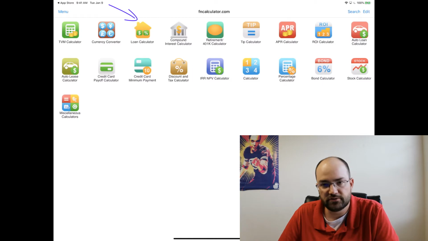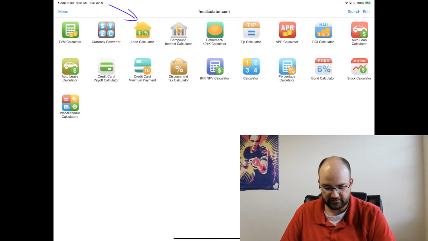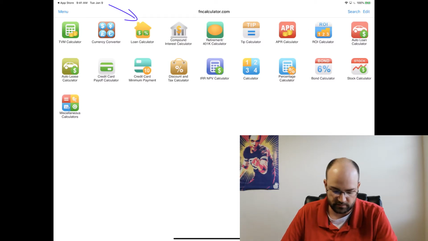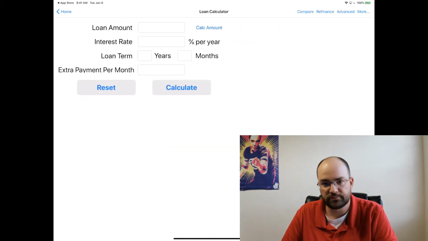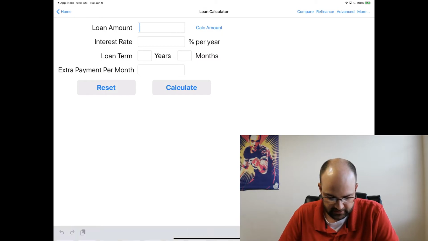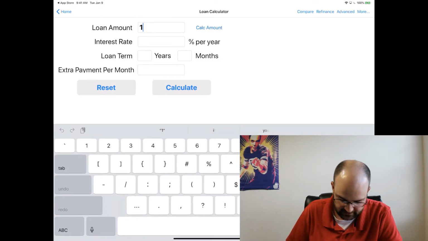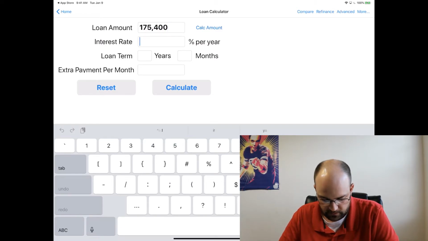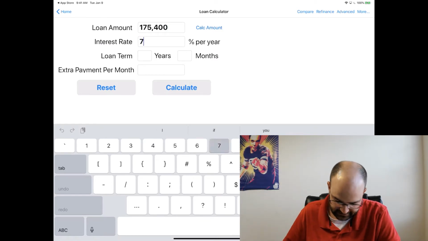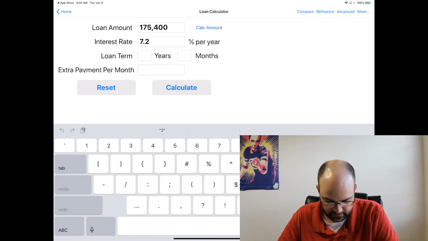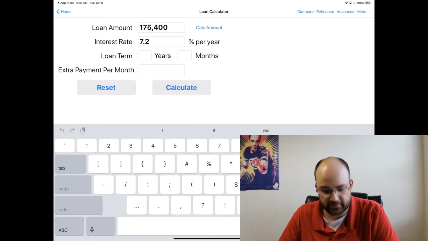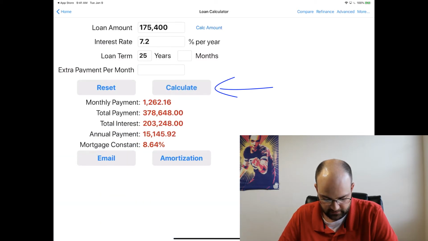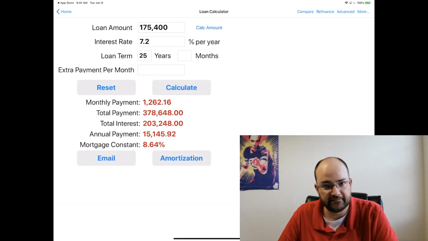There are a whole bunch of things here, but the first one that I'm going to want to do is, do you see the one at the top left where it says Loan Calculator? It's row 1, column 3. That's what I'm going to click here. Now, the loan amount is the amount on the loan, which was $175,400. The interest rate is like our I%, 7.2. And then the loan terms, how many years are there? Just 25 years, right? And the extra payments per month, they're not making any extra payments per month, so don't worry about that. Calculate. Oh, look, it's the exact same value.